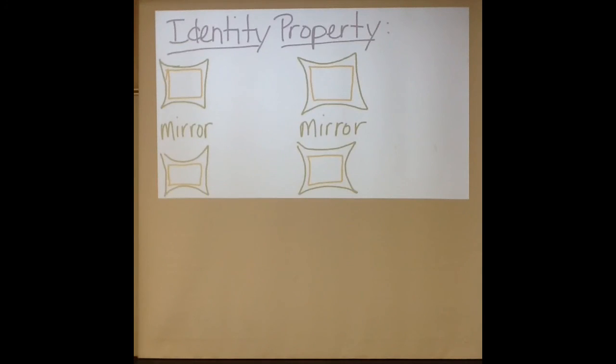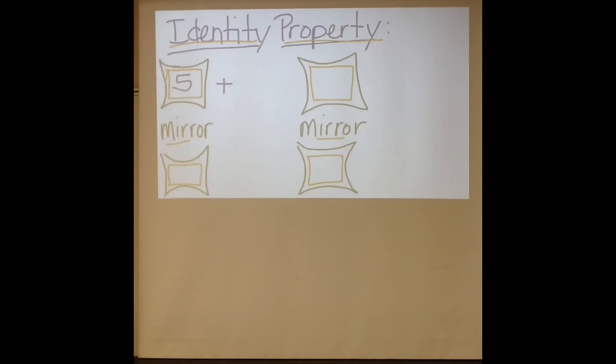Now we're up to identity property. Identity property. Now the identity property, I drew some mirrors here. And the reason why I drew those is that I want you to think of identity as like looking at yourself in the mirror. So when you look at yourself in the mirror, what do you see? Well, you see yourself, right? So let's say we have an addition problem. Now let's say we have the number 5. The 5 is in the mirror.